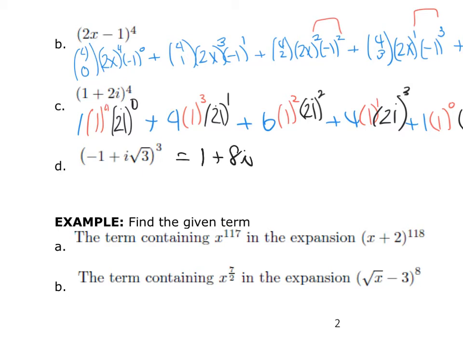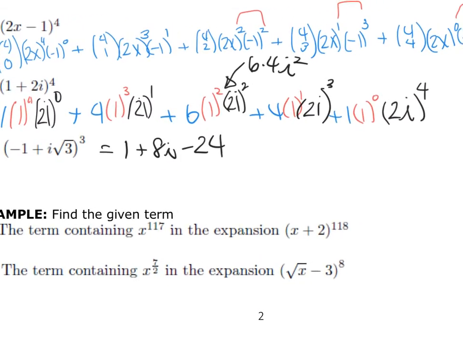Plus 8i. My next term is going to be 6 times 2i squared. Don't forget to square that 2 and the i. So this term right here is 6 times 4i squared. But what is i squared? Negative 1. So this really is minus 24.